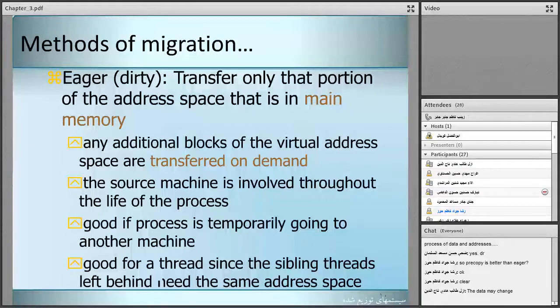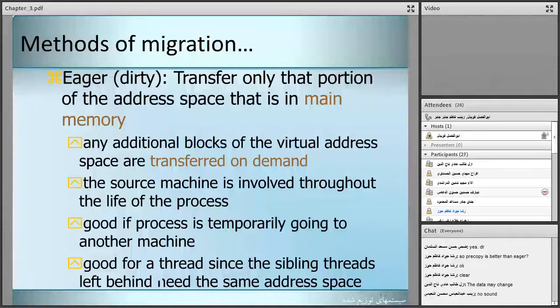But here, eager dirty, we transfer all things from main memory, only main memory, to the destination machine. The data which is stored on the hard disk of source machine is not transferred to the destination machine. So if the process on the destination machine needs the data that is left on the source machine, on the hard disk of the source machine, it can refer to it. It can send a request to access the data. Is it clear? Okay, sir.